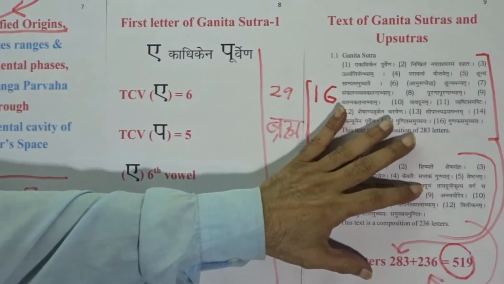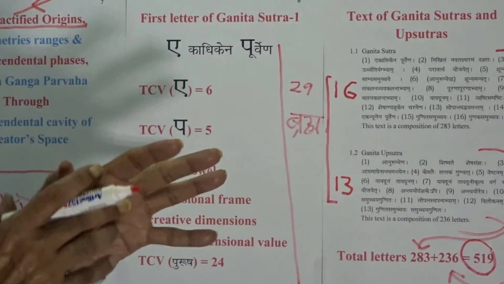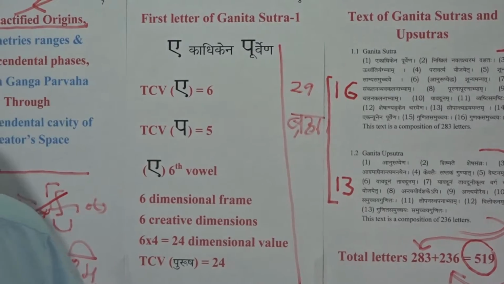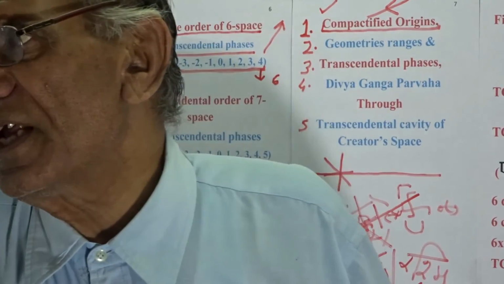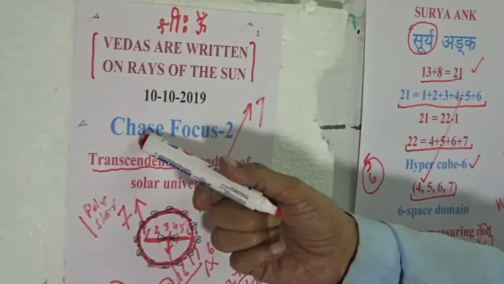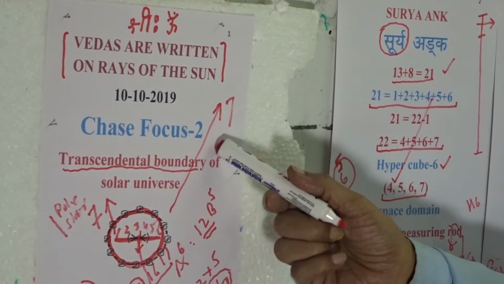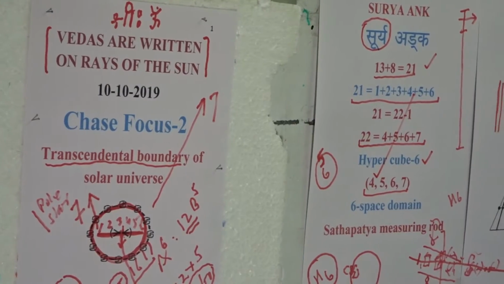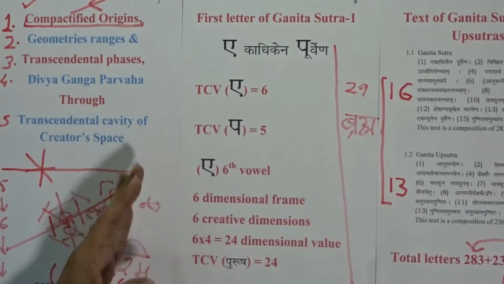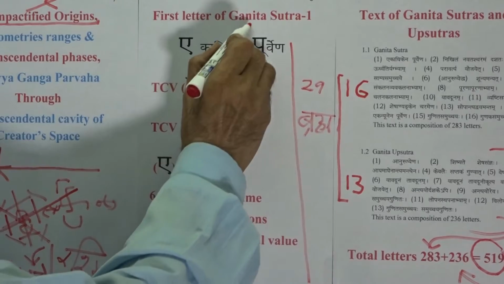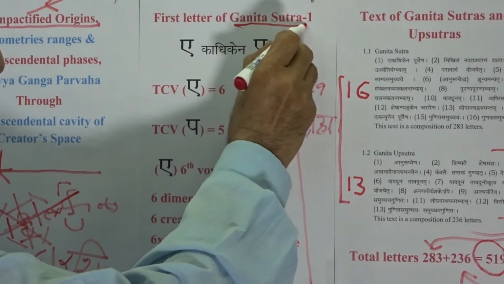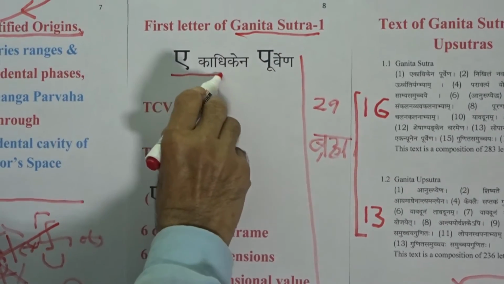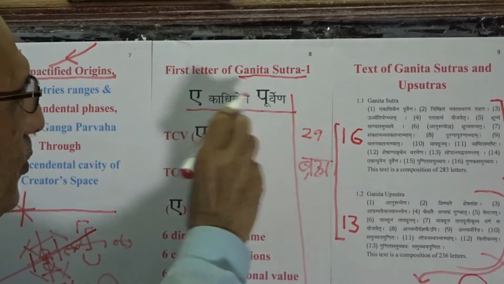is to be availed by us to be face to face with, to have a complete comprehension, to have a complete attainment of a chase focus 2 of the transcendental boundary of the solar universe. For it, let us begin with Ganita Sutra 1. The text of Ganita Sutra 1 is Eka Adhikain Purvain.